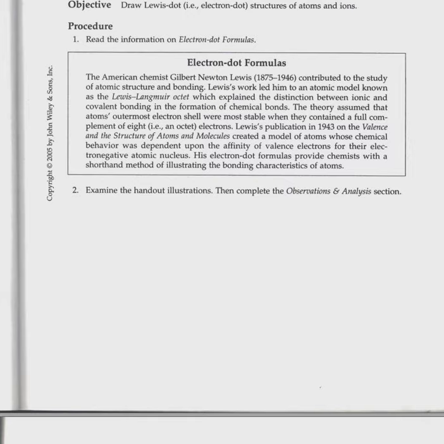All right, so today we are going to be working on Lewis dot structures, or electron dot formulas. They're basically shorthand for describing the outside electrons and the orbitals by putting them around the elemental symbol, which sounds really complicated, but it's really simple.